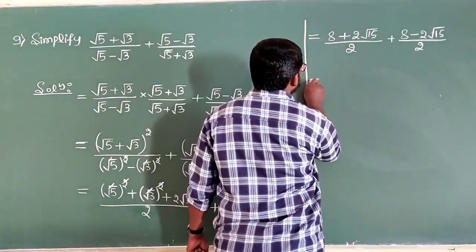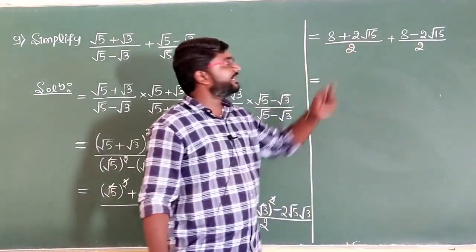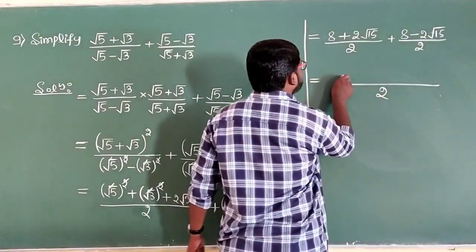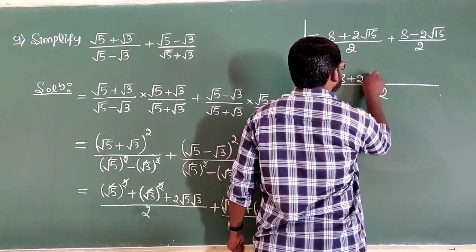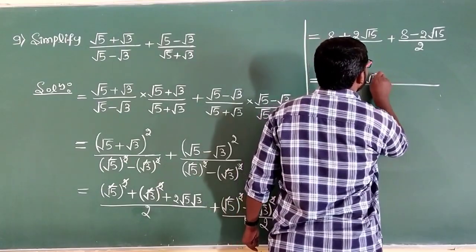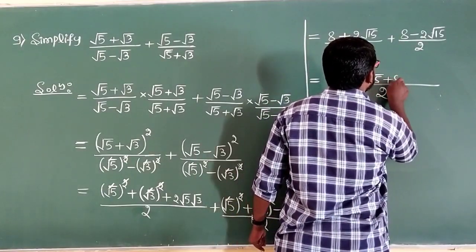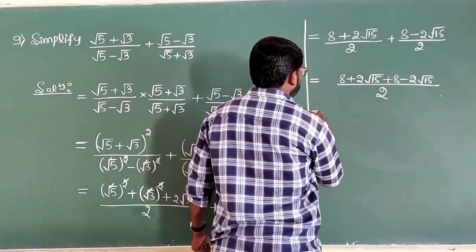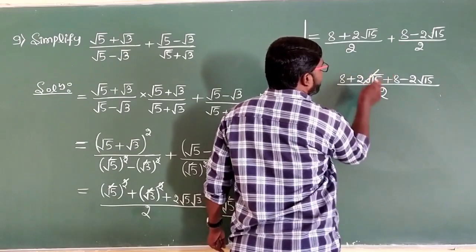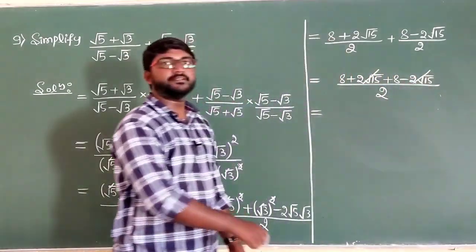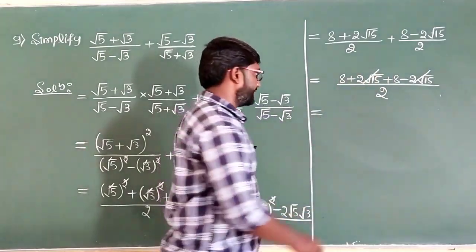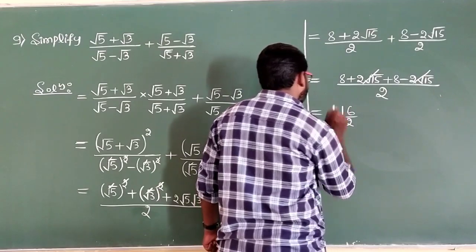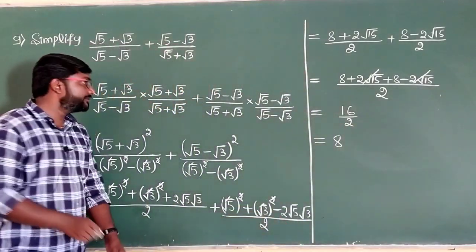So you have the same denominator, that means the numerators will be added up. So write the numerators now. 8 plus 2 times root 15 and then plus 8, then minus 2 times root 15. So here in the next step 2 times root 15 and minus 2 times root 15 get cancelled. 8 plus 8, it is 16. 16 divided by 2 is equal to 8. So this is all about the ninth problem.